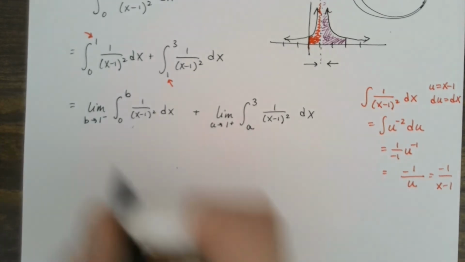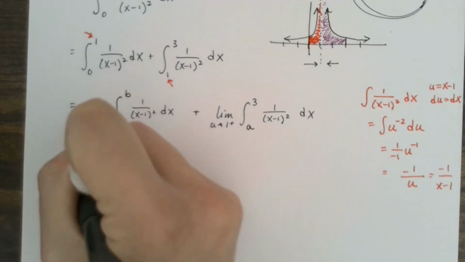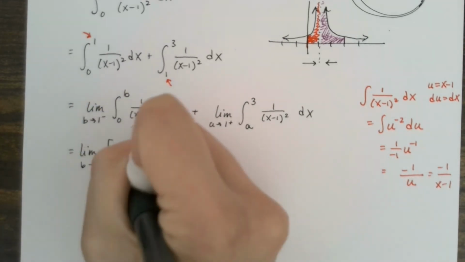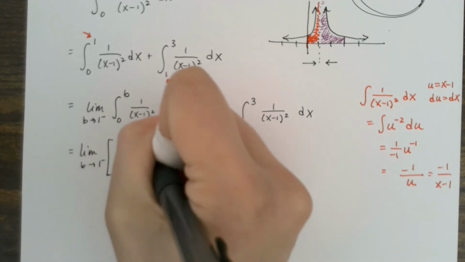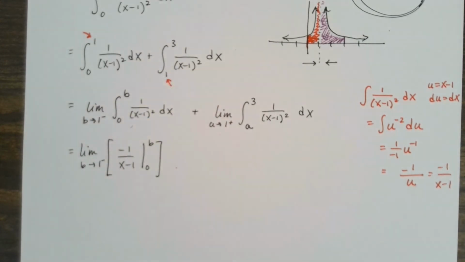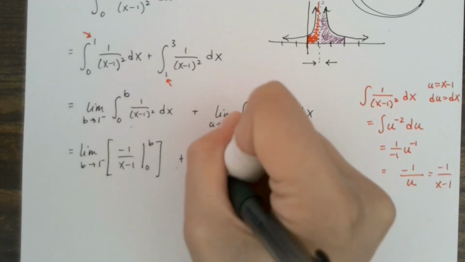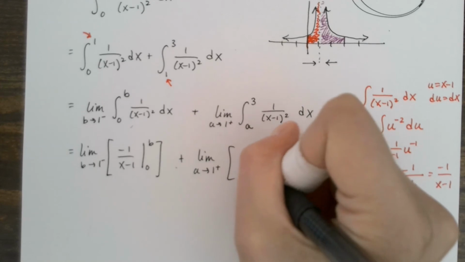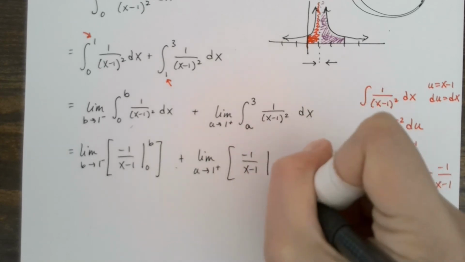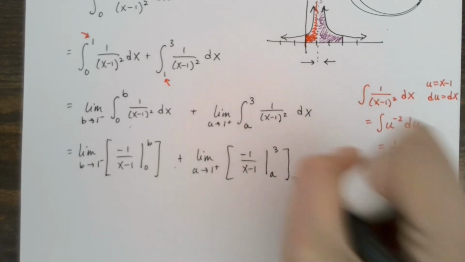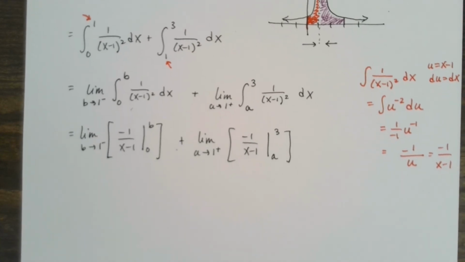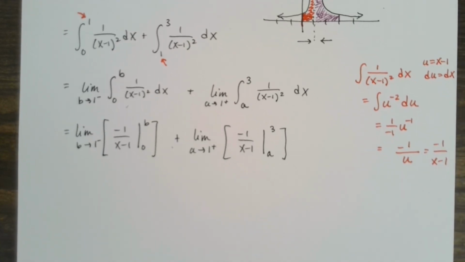Okay. So like I said, I'm going to carry this limit notation down and say, okay, this is negative 1 over x minus 1 evaluated from 0 to b, and we're just sort of treating b like a number, plus the other limit here, same antiderivative, evaluated from a to 3. So now in each of them, I'm going to plug in the top bound, plug in the bottom bound, and subtract. And then we'll be in a place where we can evaluate the actual limit.